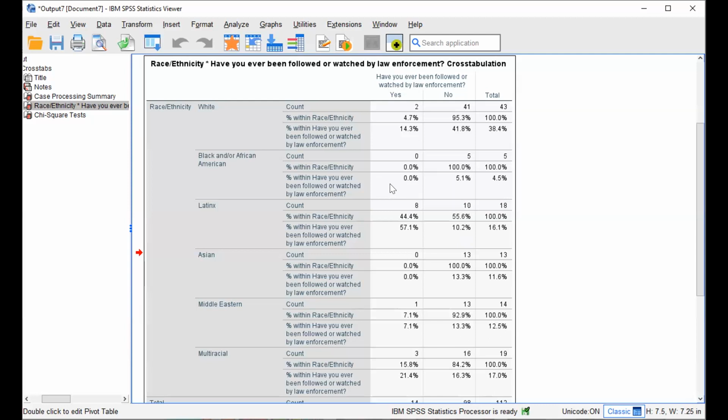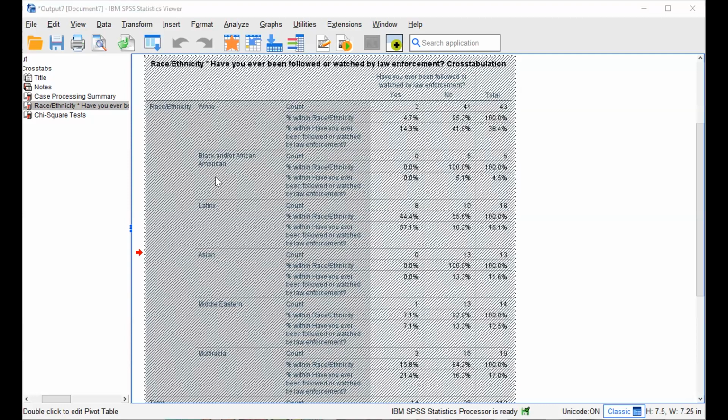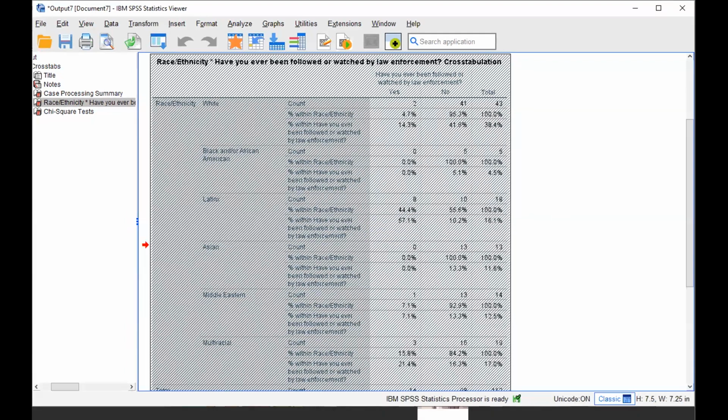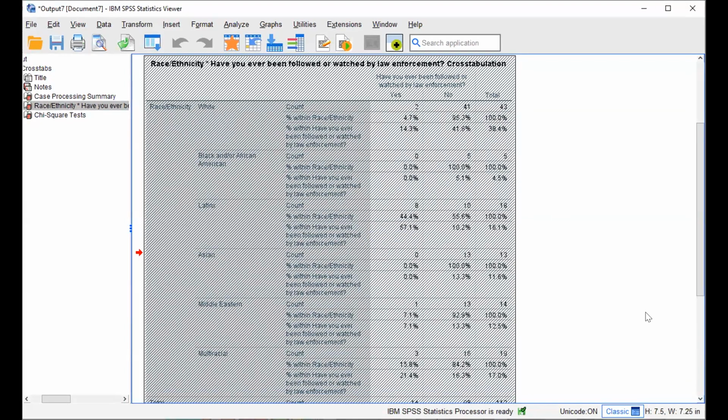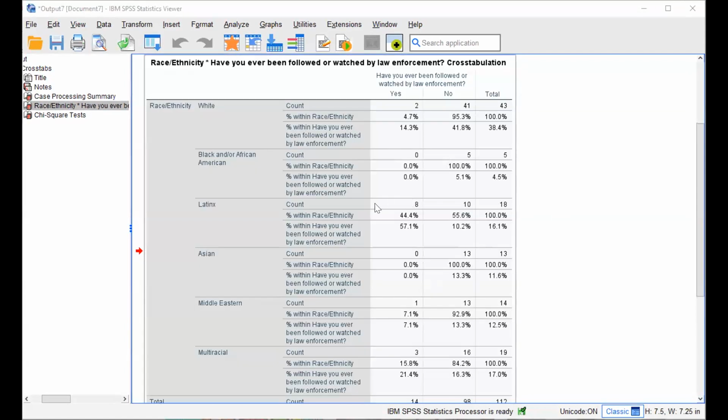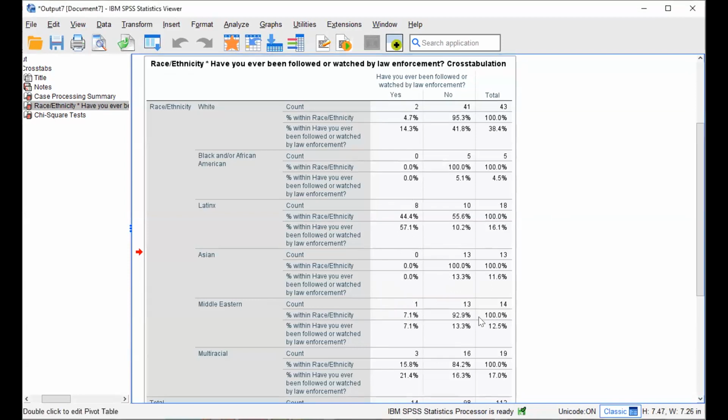And it's almost an even split. Sorry, not sure what happened here, but we have almost an even split here. And for Asian, no Asians have been watched or followed. For Middle Eastern, it's 1 in 13, and for multiracial, it's 3 in 16.